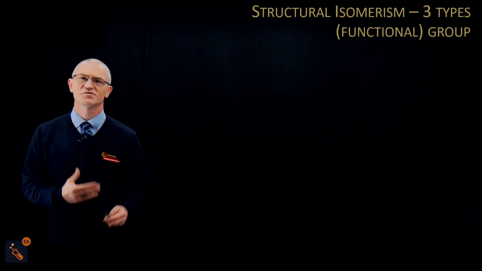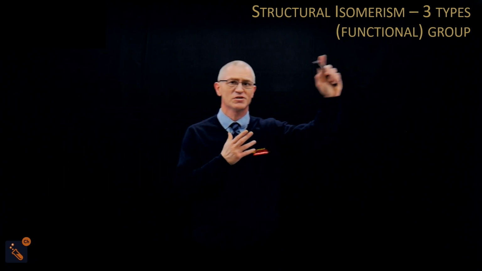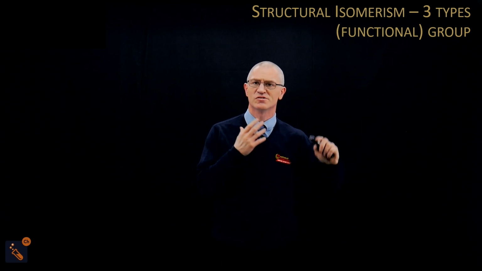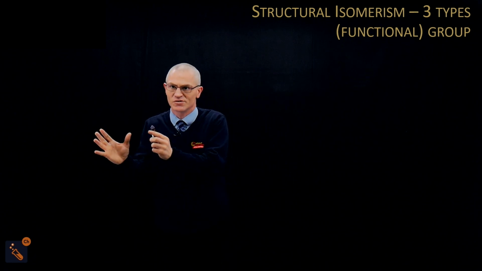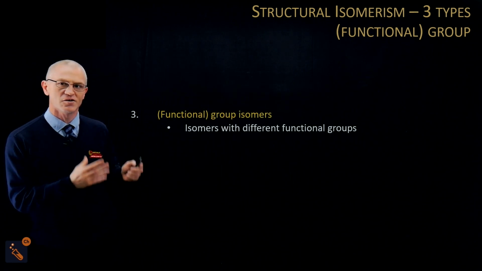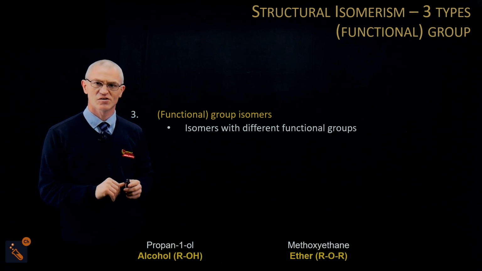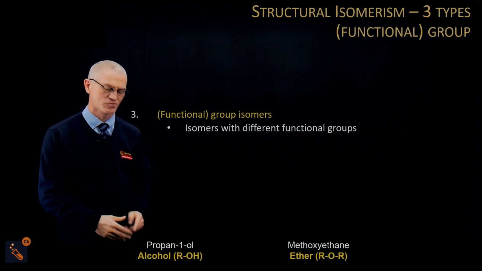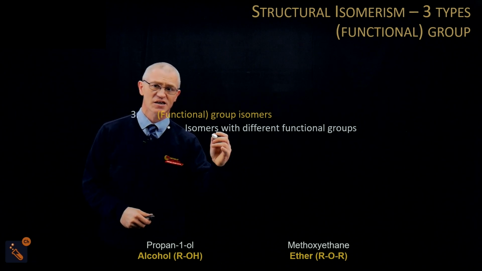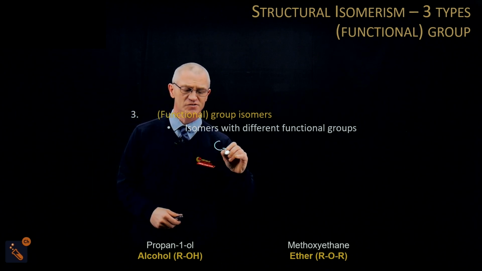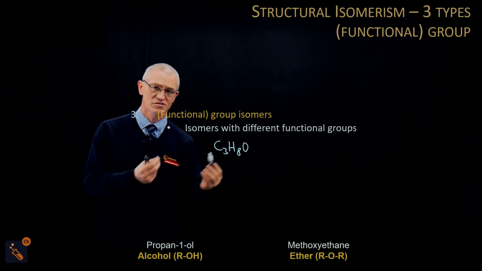Our third type of structural isomerism is functional group isomerism. And functional group is in brackets just because sometimes they call it group isomers and they don't call it functional group isomers. So just be aware, group isomers is functional group isomers. Now, functional group isomers, they're just isomers with a different functional group on them. So if we look here, we've got 2 examples. So the 2 examples are propan-1-ol, and both of these have the molecular formula of C3H8O. And you could be expected to draw these out.